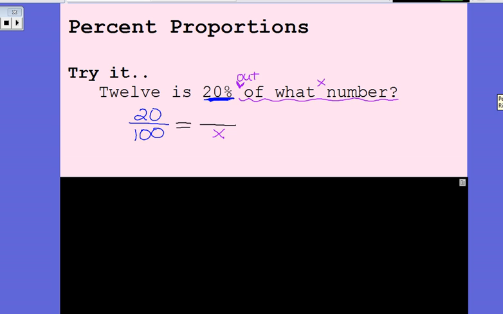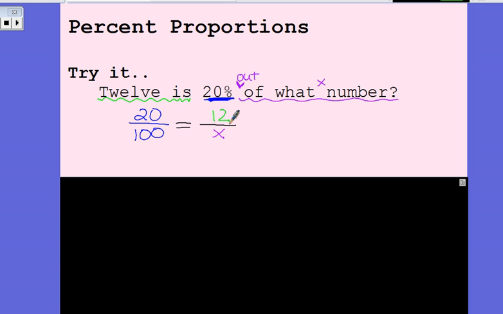Then I look for my is. I see the word is right here, and it says 12 is 20%. So I have my 20% in the numerator. It tells me 12 is also similar to the percentage because that's what that is telling me.